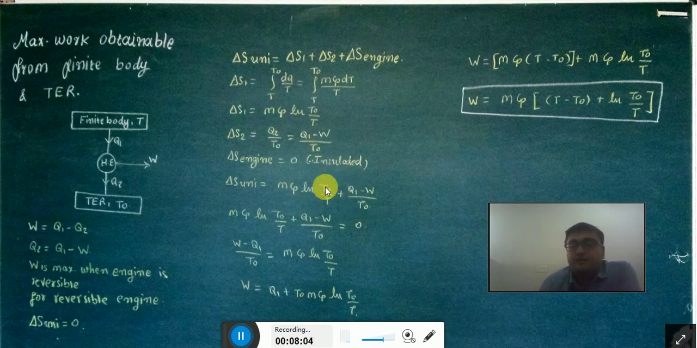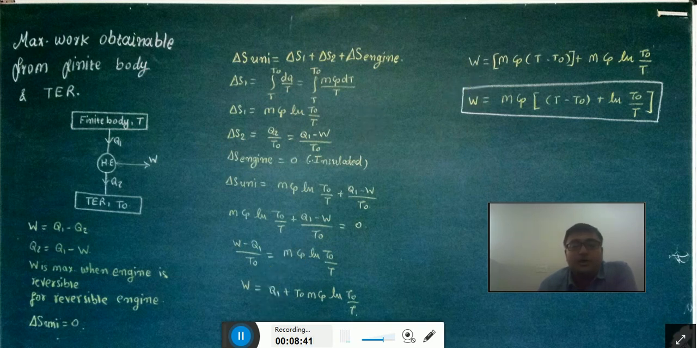As per the maximum work formula, this is for the reversible cycle, and for the reversible cycle this addition is equal to 0. So now taking this equation to the right side, because we need to find out the work equation out of it. So W minus Q1 divided by T0 is equal to mcp ln T0 divided by T, and W is equal to mcp ln T0 divided by T into T0, minus Q1, which at the right side would be plus Q1.